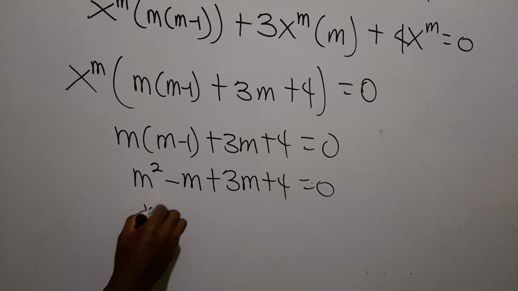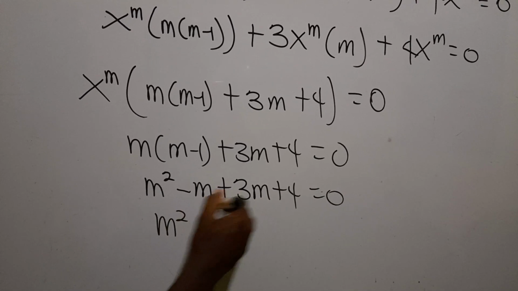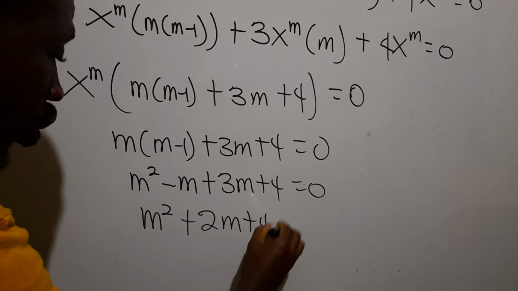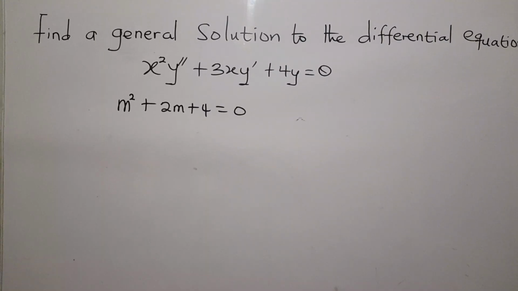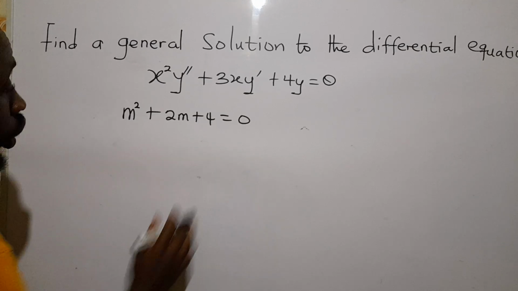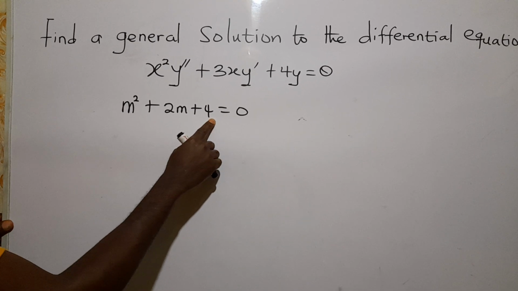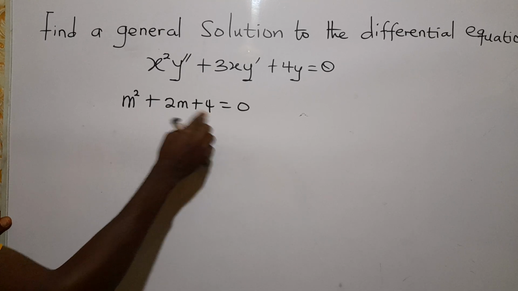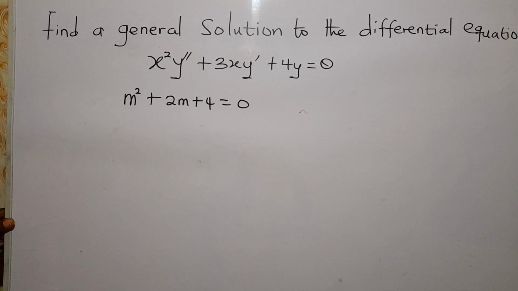So we have m squared minus m plus 3m plus 4 equal to 0. So I'll have m squared, negative m plus 3m will be plus 2m, then plus 4 equal to 0. So this becomes a quadratic equation, so we need to solve this. Factors of 4, when we add, we get positive 2, and when we multiply, we get positive 4.